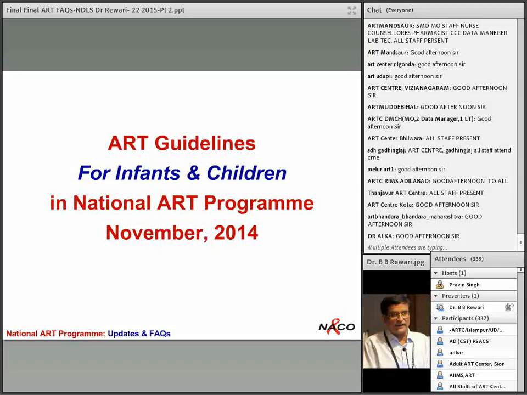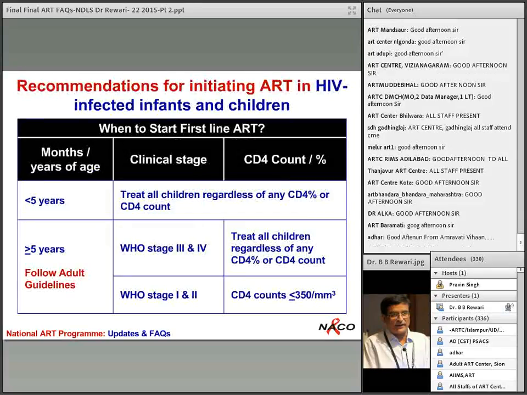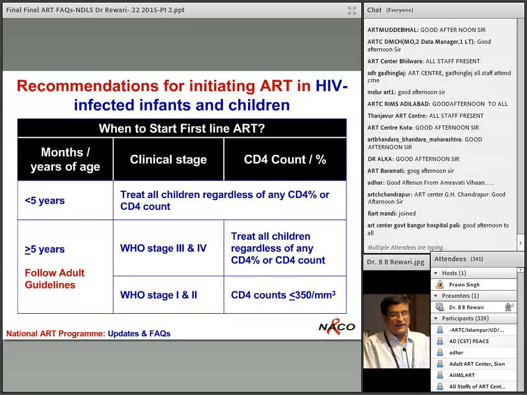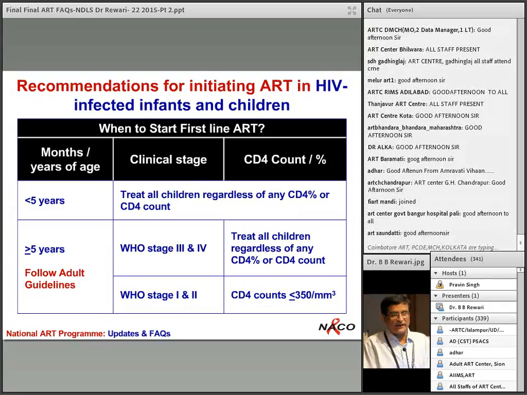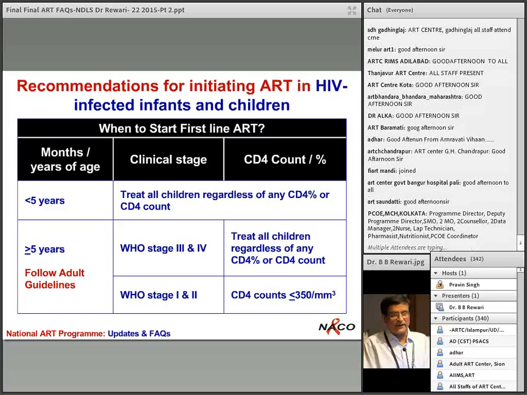I will quickly recapitulate the guideline for children because there are a lot of questions that came in from the field on the last guideline. Again, the guideline for children less than 5 years is to treat all children regardless of CD4 count or percentage. Whatever be the CD4 count or CD4 percentage, all children less than 5 years must be started on ART. I think that should be a very clear take-home message. For more than 5, it is just the same as for adults.